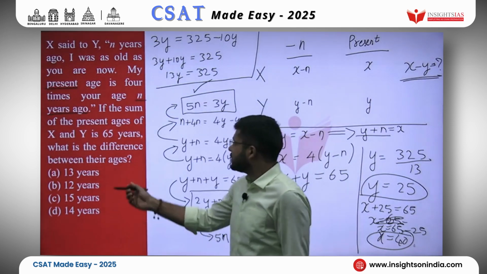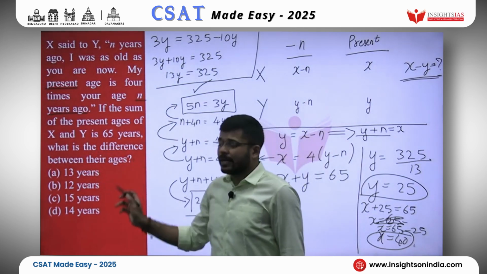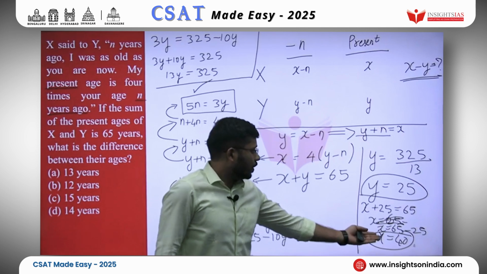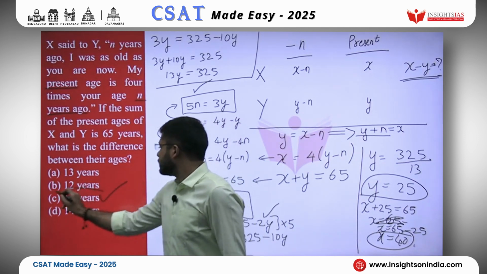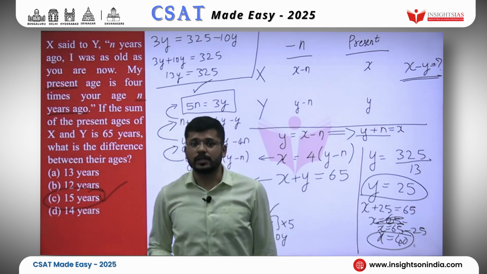And what are they asking us? The difference between their ages. So 40 and 25. 40 minus 25, that would be 15 years. So our answer would be option C.